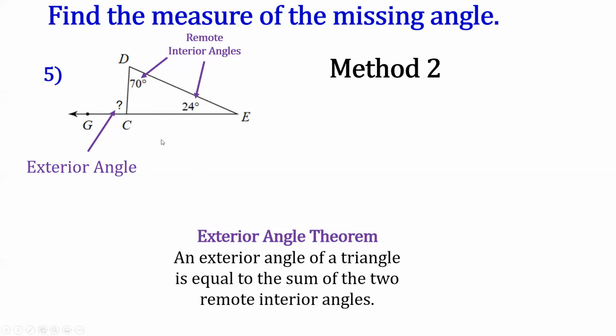And now what the theorem says is that the exterior angle, the question mark, is equal to the sum of the two further away inside angles. So all you really do in short is add the two angles on the inside. So 70 plus 24 gives me an answer of 94 degrees. And this is the same exact answer we got from method 1.